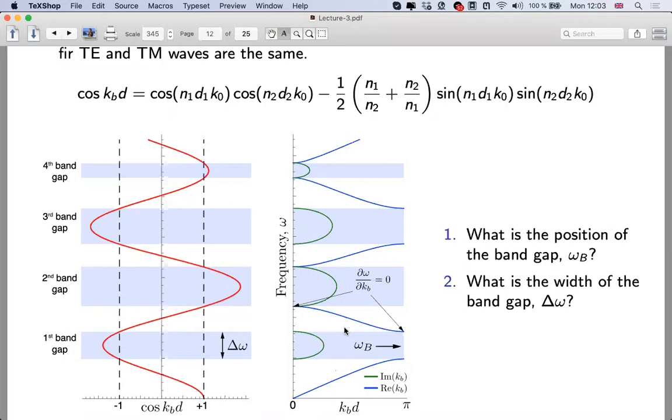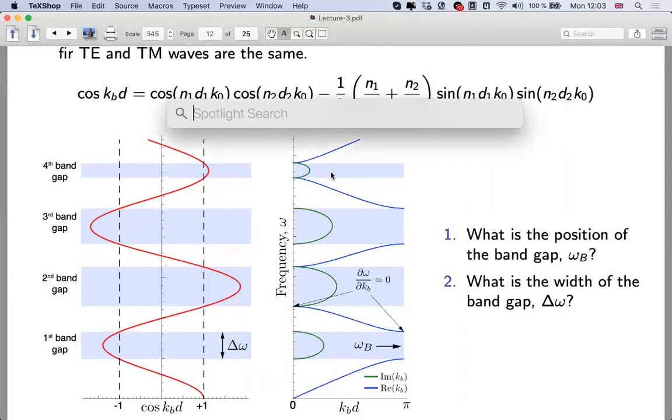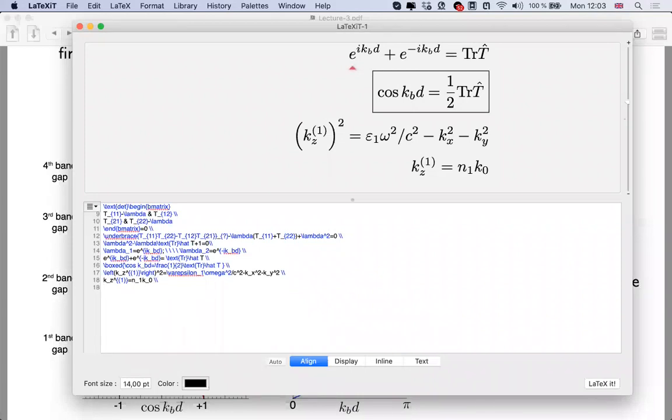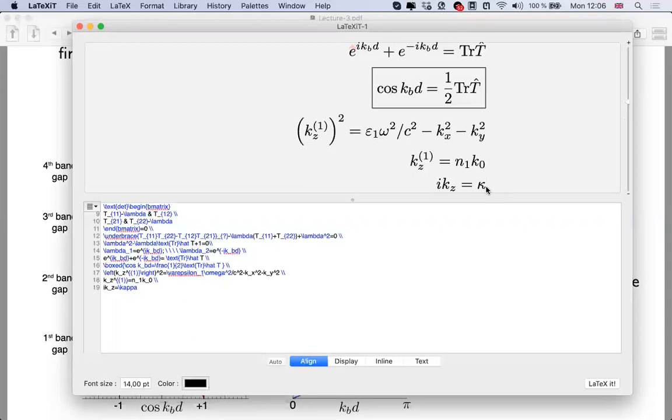And inside band gaps, KB is pure imaginary, as I told you. Do you remember, if the wave number is imaginary, I replaced this imaginary wave number K by kappa. What is the physical meaning of kappa? It's like penetration length or something, no? Yes, inverse penetration depth. Exactly. I K Z is kappa, and kappa is the inverse penetration depth. So if kappa is small, penetration depth is large, and vice versa.